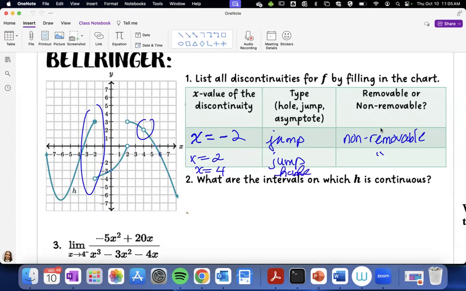I almost wrote home instead of hole. Removable. We can remove holes, right? Canceling a factor removes it, and that creates a hole. Okay. Intervals on which h is continuous.